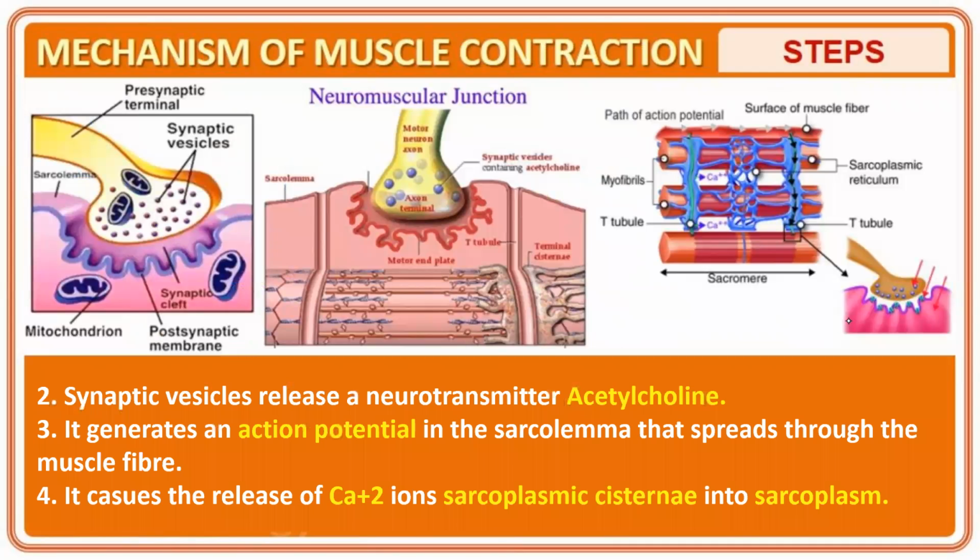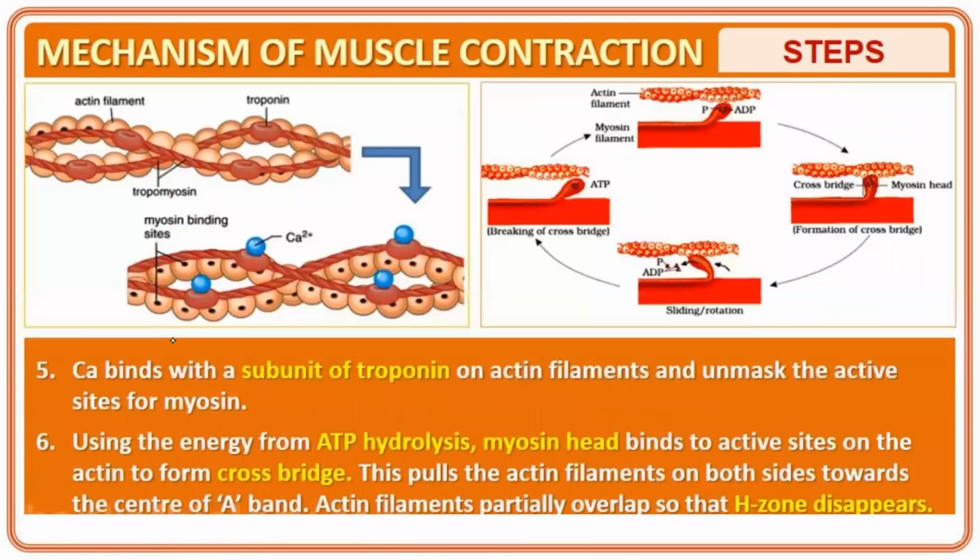The second step after that is that synaptic vesicles will release the neurotransmitter, which is acetylcholine. Then it generates an action potential in the sarcolemma that spreads through the muscle fibers. This will cause release of calcium ions from the sarcoplasmic cisternae into the sarcoplasm. That will cause an increase in calcium ions. This calcium will bind with a subunit of troponin on actin filaments and unmask the active sites of myosin.